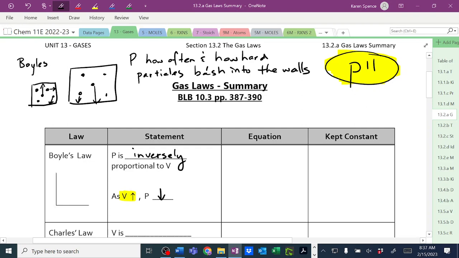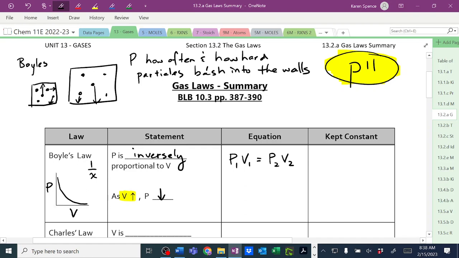So if we were to graph that, my independent variable would be volume, because I'm changing the volume, and my dependent variable would be pressure. And as volume increases, pressure decreases, and that's going to look like that. That is a 1 over x kind of function, okay? Now our equation for Boyle's law is that P1 V1 is equal to P2 V2.